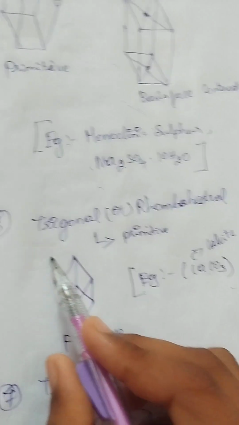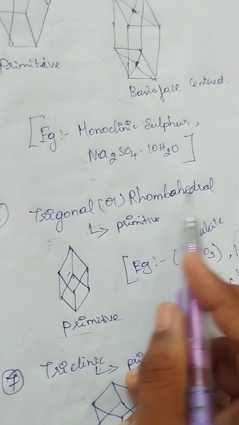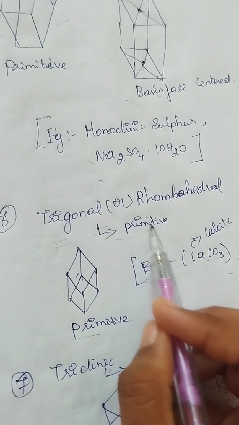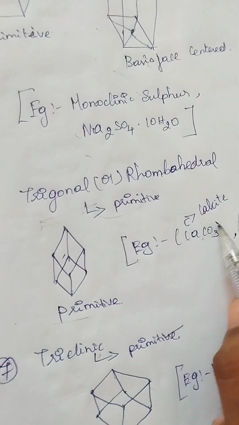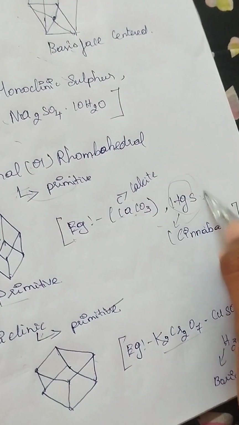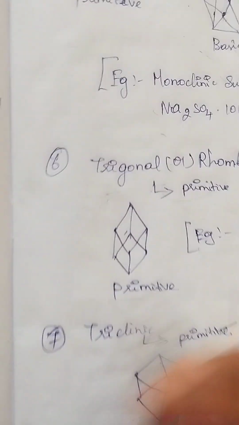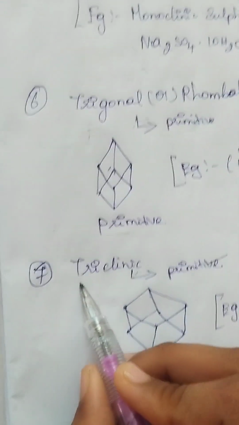Now we are going to see the trigonal. In trigonal, we can call it rhombohedral also. There is one type only, primitive, and the examples are calcite and cinnabar. Why are we using cinnabar? For extracting mercury.